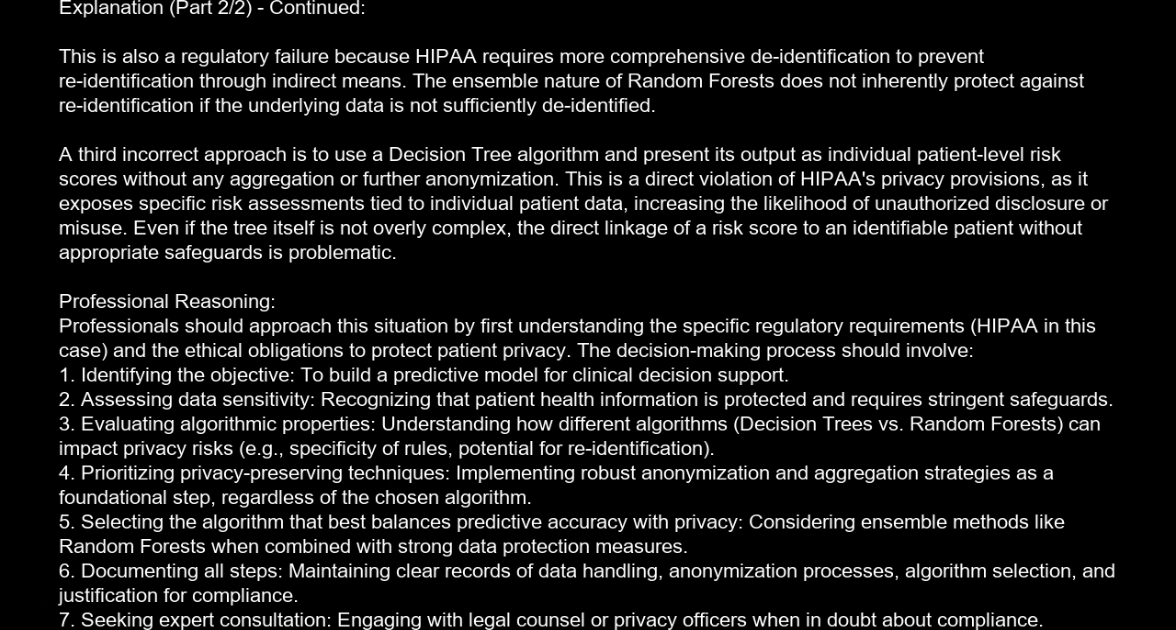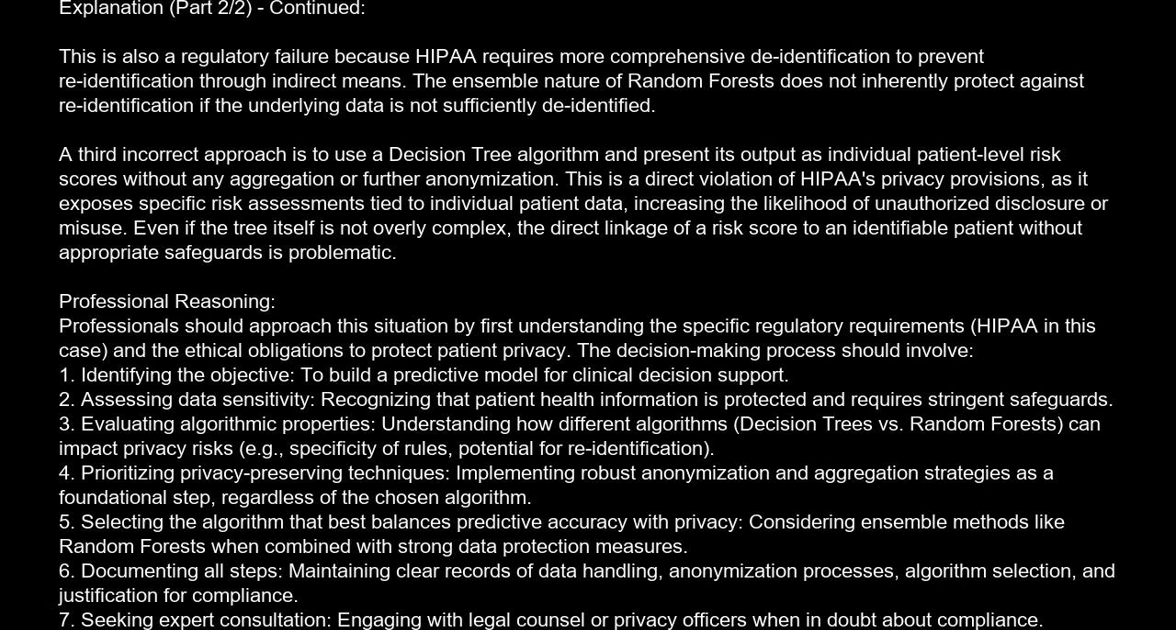3. Evaluating algorithmic properties, understanding how different algorithms, decision trees vs. random forests, can impact privacy risks, e.g., specificity of rules, potential for re-identification. 4. Prioritizing privacy-preserving techniques, implementing robust anonymization and aggregation strategies as a foundational step, regardless of the chosen algorithm.